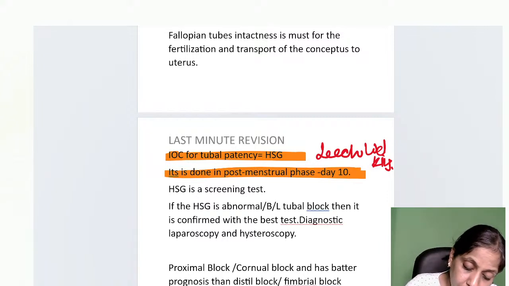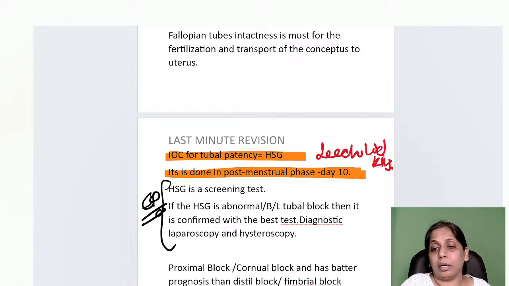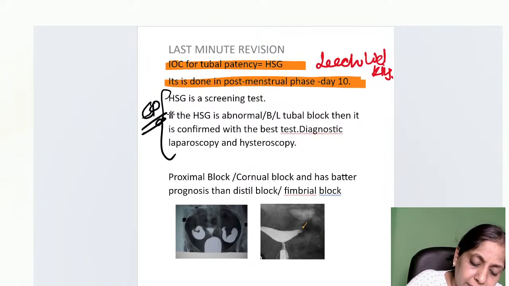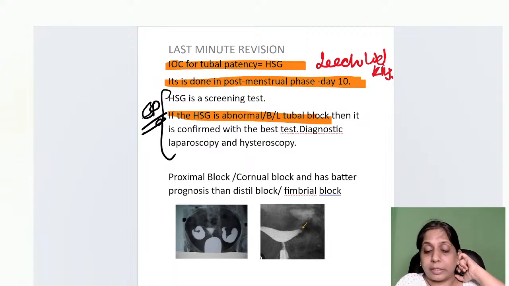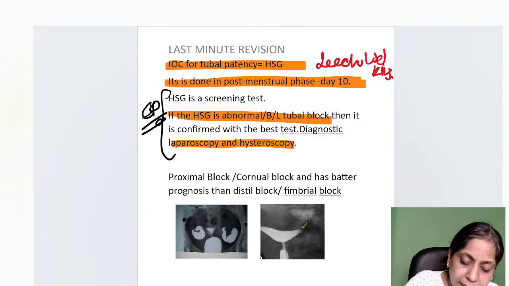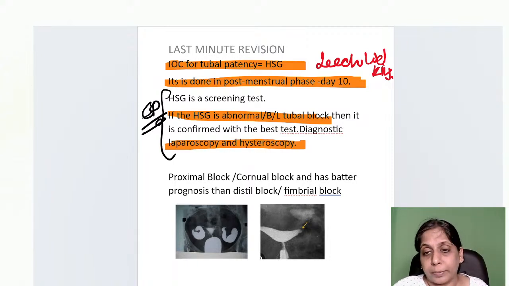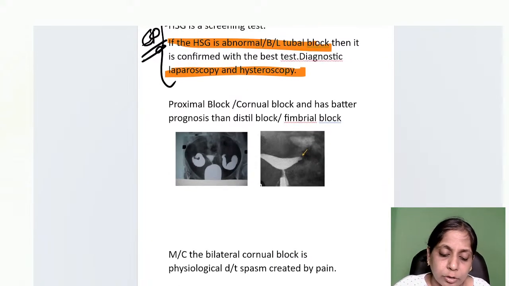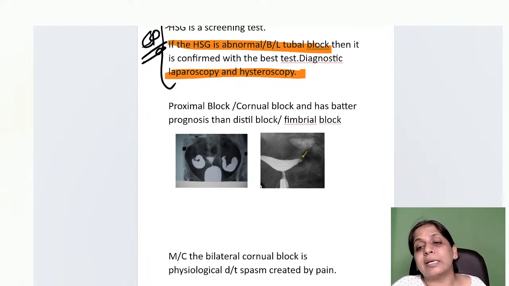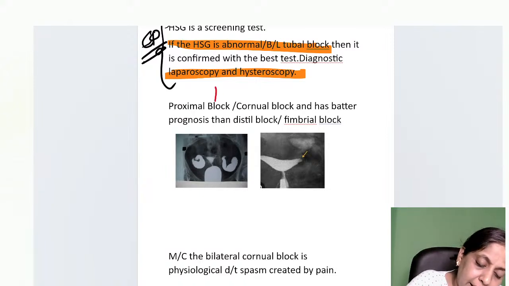So this is what we are expecting as a question from the gynae or infertility section: if there is bilateral tubal blockage on HSG, what is your next step? The next step is hysteroscopy, because HSG is a screening test.